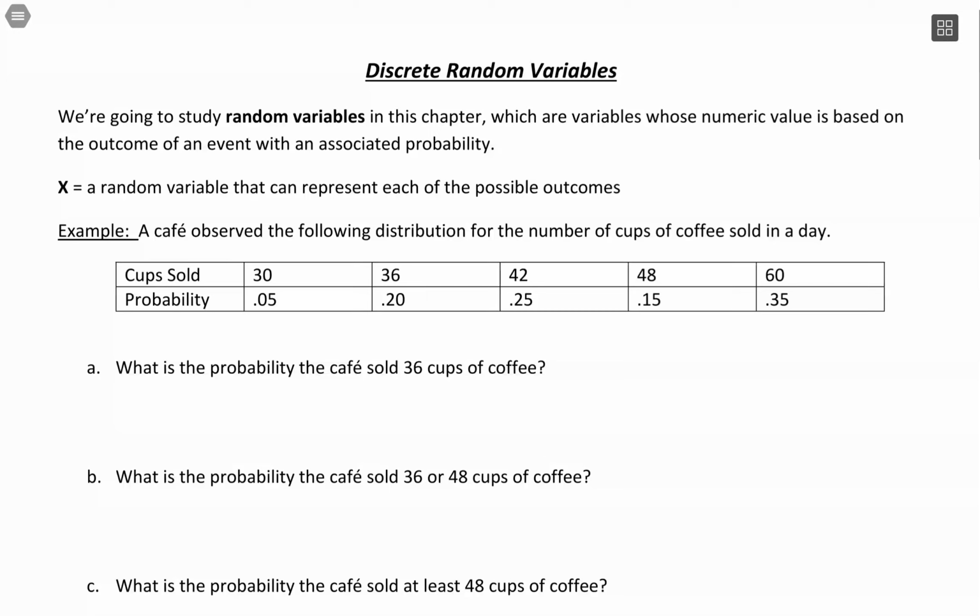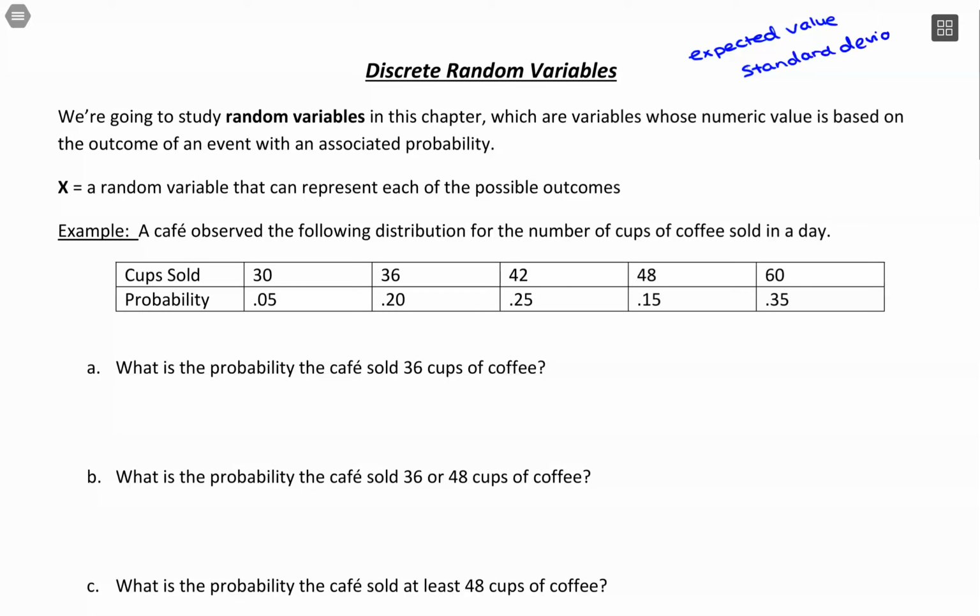In this section, we're going to look at discrete random variables. With these, we can do calculations involving probability, but two things we're really going to focus on are expected value and standard deviation for these discrete random variables. So expected value and standard deviation.